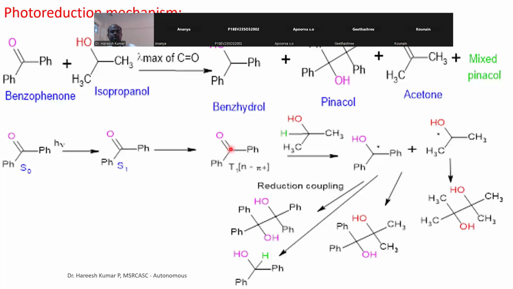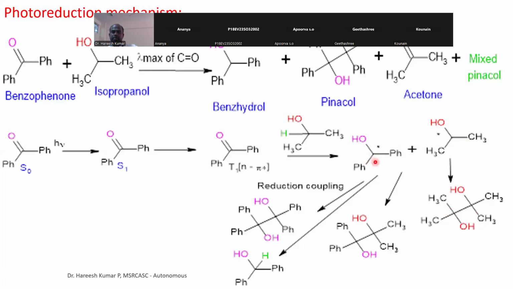So this triplet benzophenone abstracts a hydrogen from the hydrogen donor. This is the hydrogen donor. So then what will happen? The hydrogen donor only gives up a hydrogen radical, so the other product formed is the isopropyl radical. Then two radicals are obtained: one is the benzhydrol radical, the other the isopropanol radical. These two can combine to form the mixed pinacol, and an isopropanol radical and another isopropanol radical can combine to form a dimerized product.